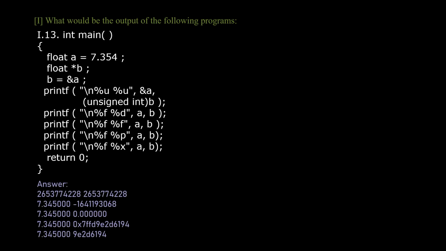So let's see the output. %u, the first printf, is printing the address in decimal value. Next one, %d is printing a junk value, and %f is printing a junk value or 0, sorry, and %p is printing an 8-byte address. %x is printing a 4-byte address.